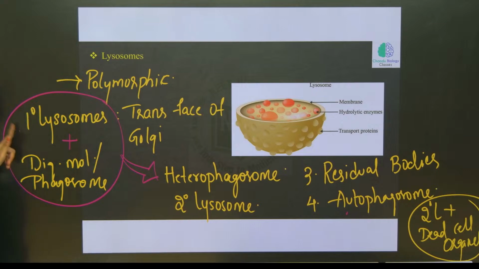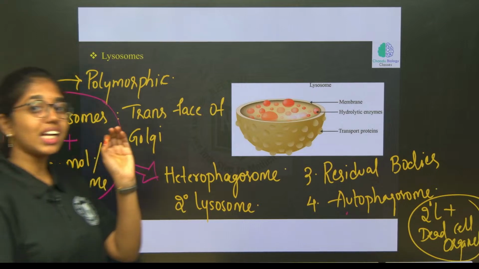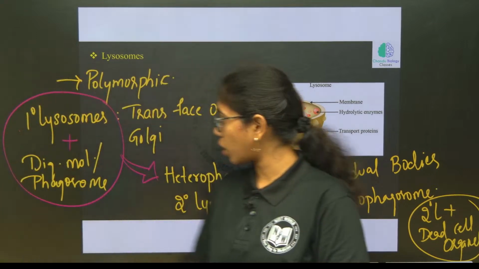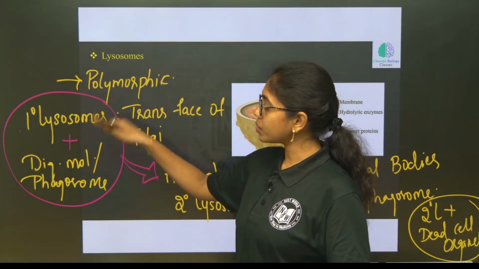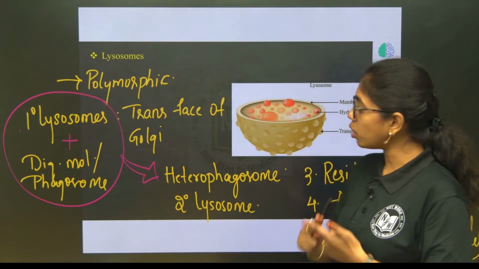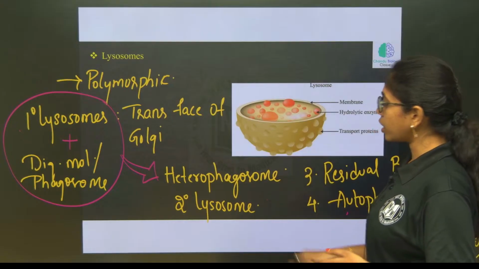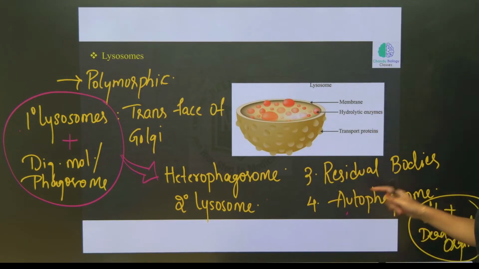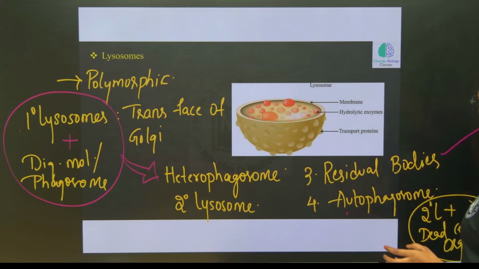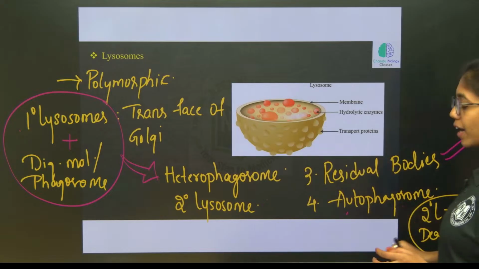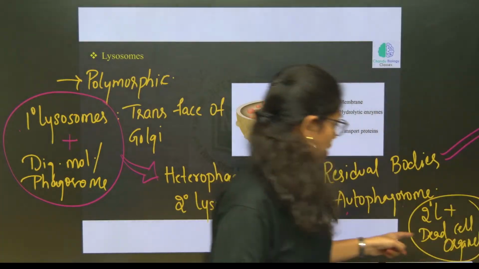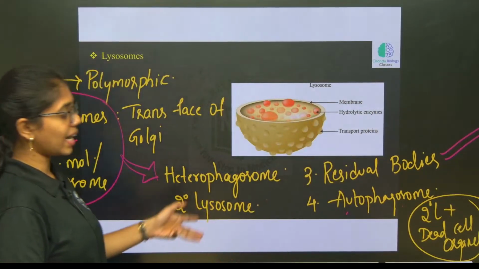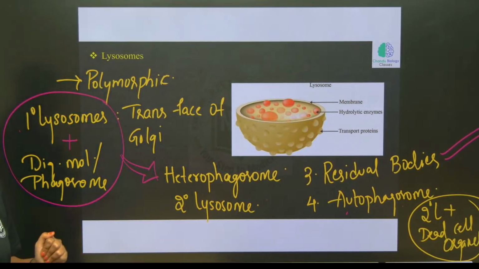Primary lysosomes are the vesicles just released from the trans phase of the Golgi. When primary lysosomes are adjoined with a digestive molecule or phagosome, they are said to be secondary lysosomes or heterophagosomes. The undigested particles are residual bodies, and secondary lysosomes along with some dead cell organelles are autophagosomes. Clear, right? Next.